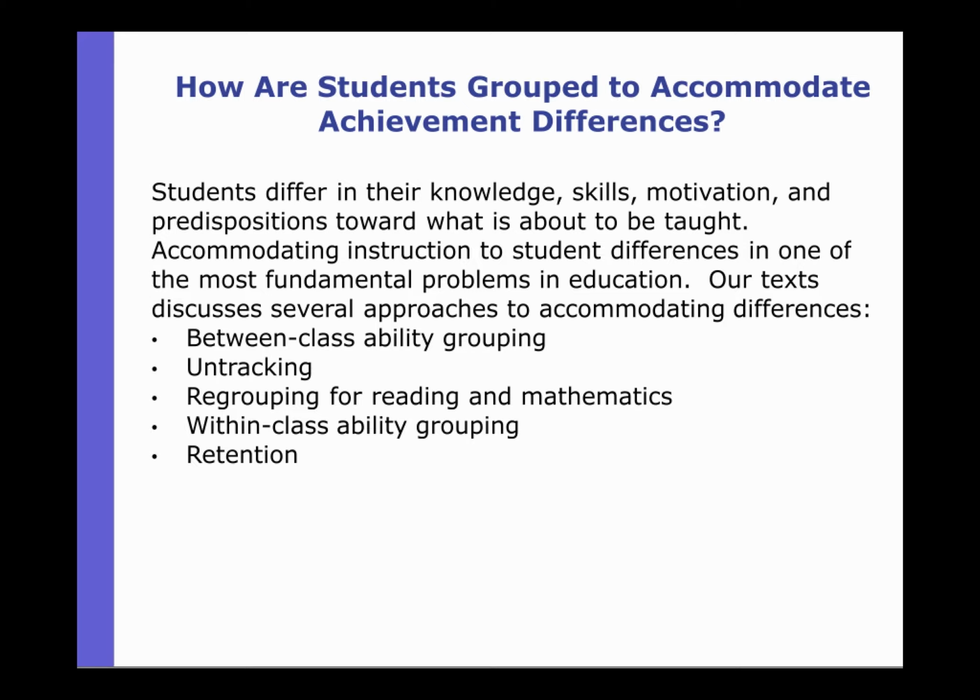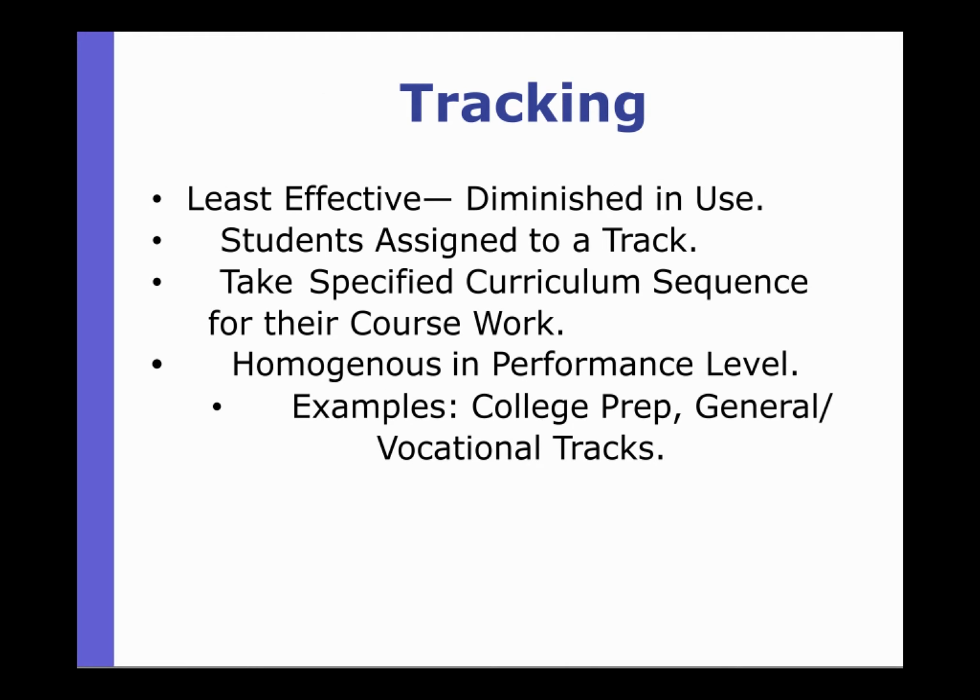And so when we talk about these differences, we talk about what is effective and what's not. And sometimes what we're doing in schools is not necessarily best practice in research. Tracking is probably the least effective, and it should be diminished in use, however we still do it. Students are assigned to a track. Many countries actually do this. They'll track kids in third grade, for example, whether you're going to go to a vocational track or a college-bound track or a professional track. And you'll take a specific sequence of classes.